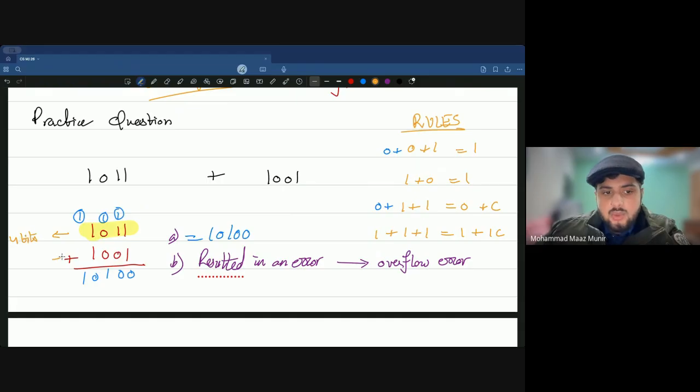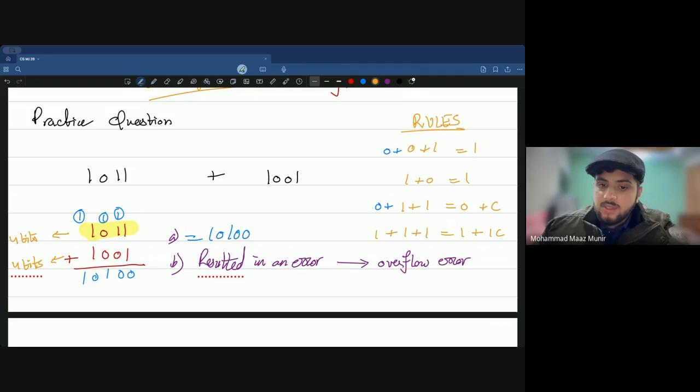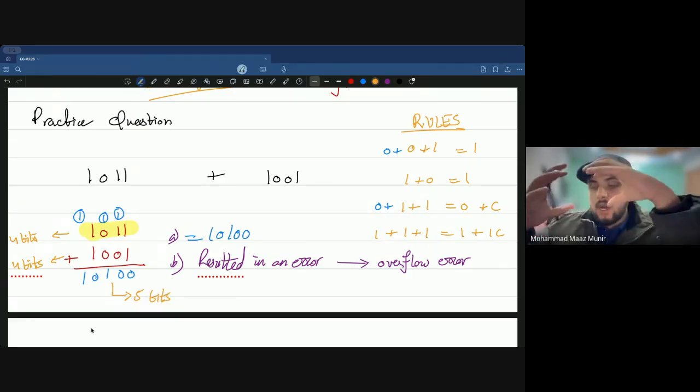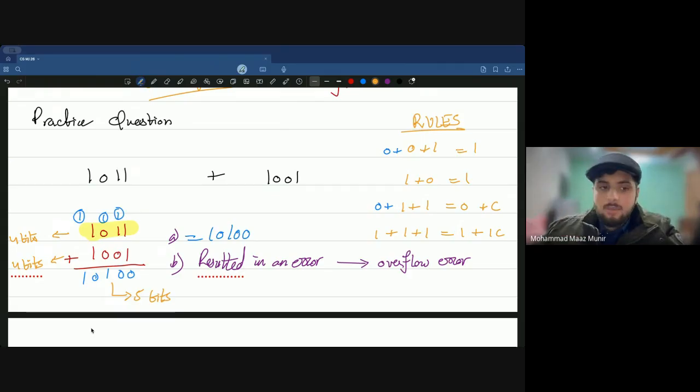And just like that, this was also 4 bits. So the answer should also be in terms of 4 bits, right? Zulkarnain, you're right. But the answer which I'm getting up here is not 4 bits. This is 5 bits. So it's more than what the original values were, which means it exceeded the maximum capacity of 4 bits. And so we're getting an error.